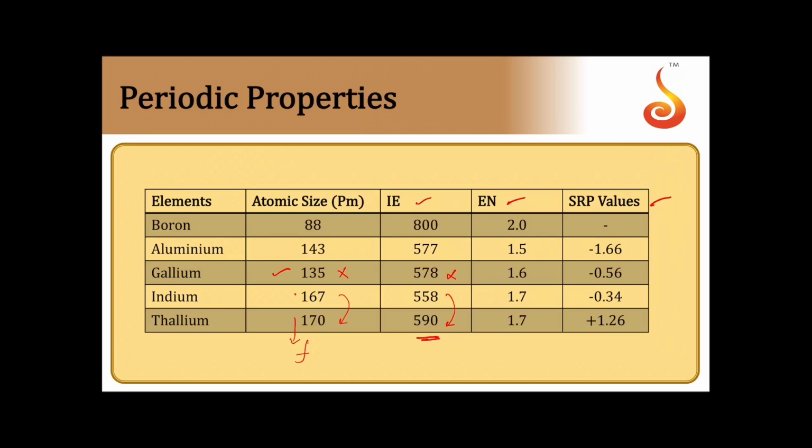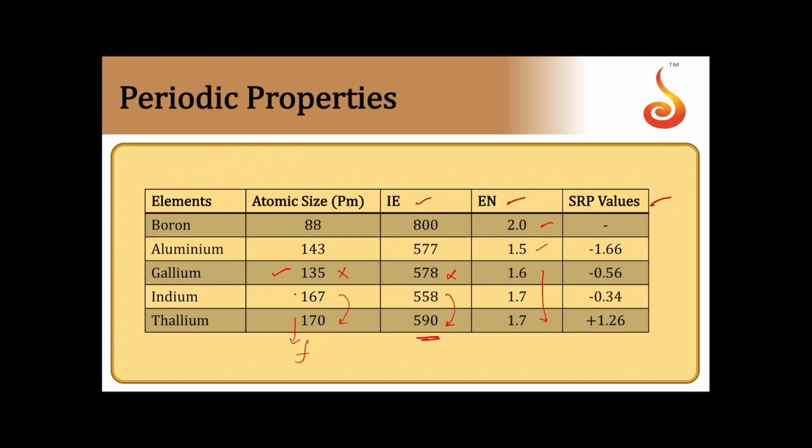When it comes to electronegativity, the EN values should decrease down the group. They are decreasing from boron to aluminum. Again down the group, the values slightly increase. So from boron to aluminum the value is decreasing, and again they are increasing from gallium to thallium. We can say this is because of discrepancies in the atomic size of these elements. The values are again changing.